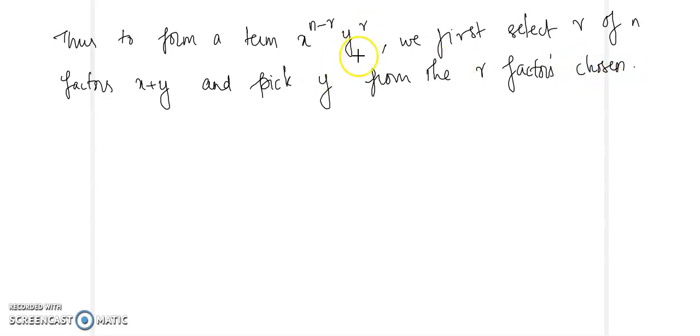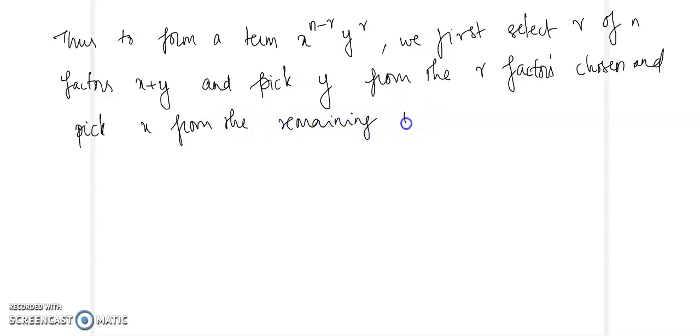So, first we select y raised to r. For that we will select r of the n factors, and from that you have to pick y. And we need to pick x from the remaining n minus r factors.